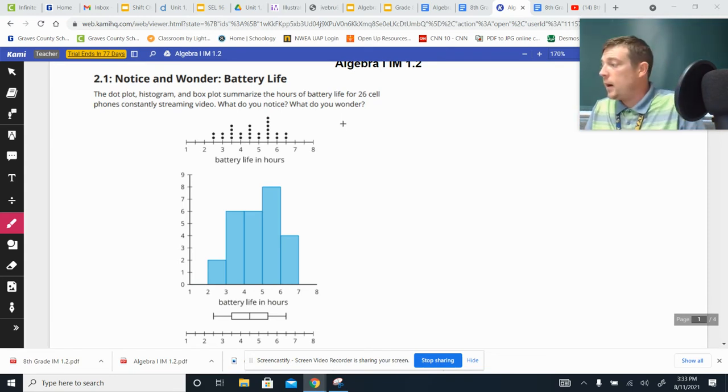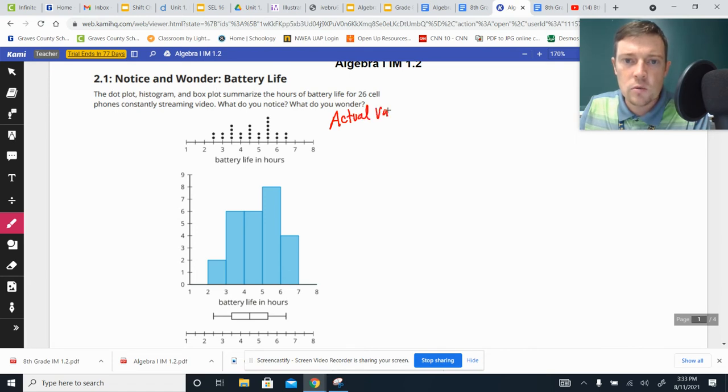So if you're thinking about a dot plot, something that really jumps out to me is that you can really see the actual values: 2.5, 2.5, 3, 3, 3.5, 3.5, 3.5, 3.5. So that was something that really stood out to me, with a dot plot, you can see the actual numbers. You don't have that luxury with a histogram. You can't see what the actual numbers are.